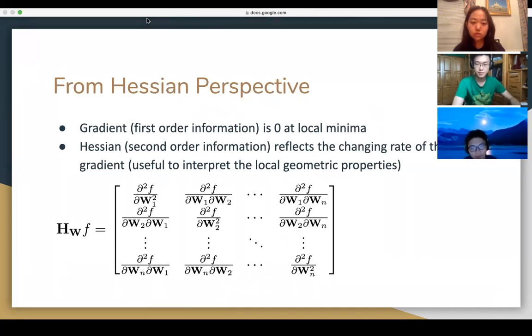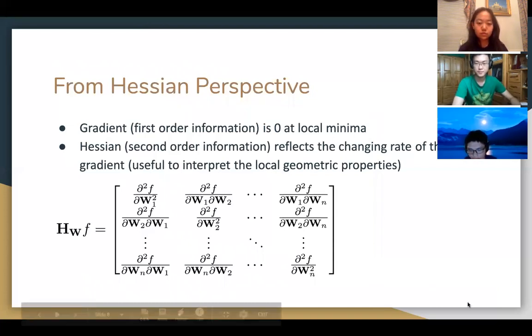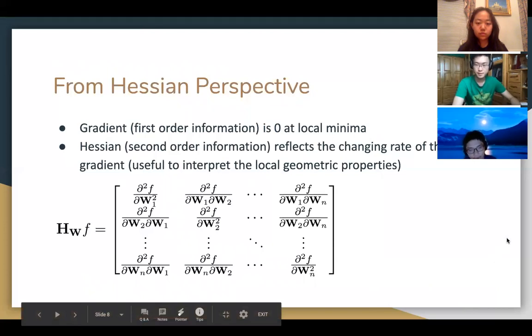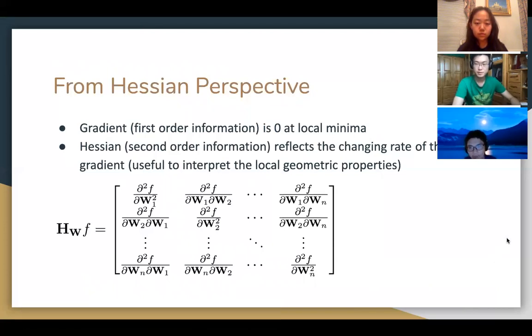Another common way is to look at the higher order information, such as the second order derivative, etc. As we all know, we use gradient descent in the optimization process, which utilizes the first order derivative, or the gradient. But at the minima, after it converges, the gradient is 0. So in order to get local geometric properties, we switch our focus onto the second order property, which is the Hessian. The Hessian basically represents the changing rate of the gradient, as a matrix in the following form.